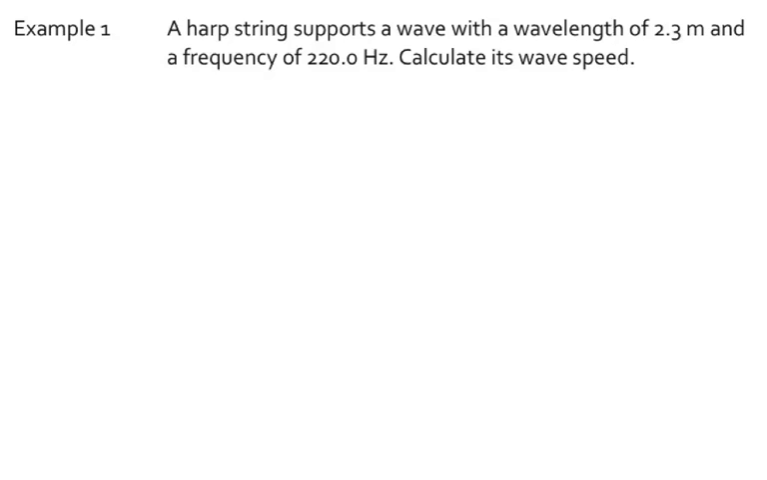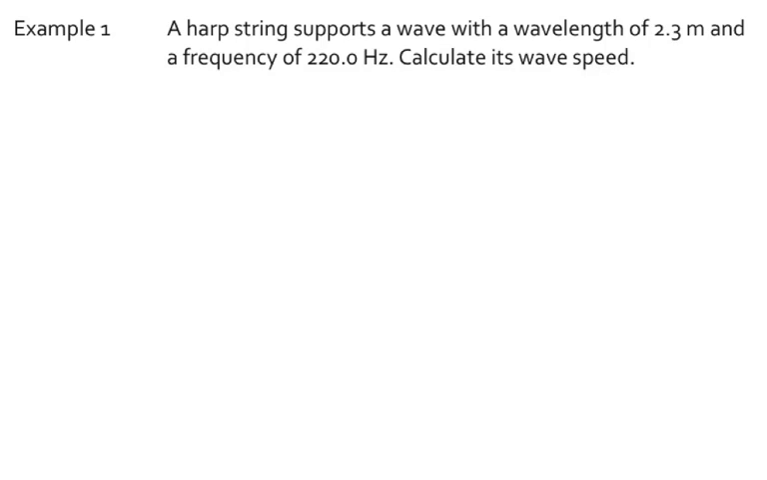So now we start to get into more mathematical calculations involving waves. What we have is the string of a harp vibrating with a frequency of 220.0 hertz. The wavelength, or the length of the string, is 2.3 meters, and we need to calculate the speed that this wave travels through the string.